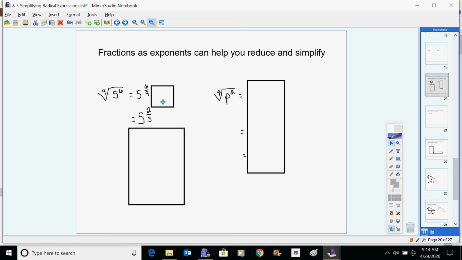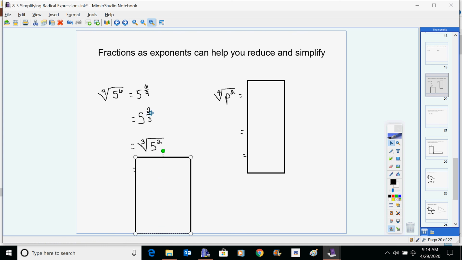And wait, where did I get 2/3 from? Because 6 over 9, exponent over index, reduces to 2/3. Then you rewrite it as a radical in the end, cube root of 5 squared. And you want to simplify it, making it look as nice as possible, because 5 squared can be done easily. So it's the cube root of 25 in simplified form, using what you know about exponents and indexes and reducing fractions and then rewriting it.